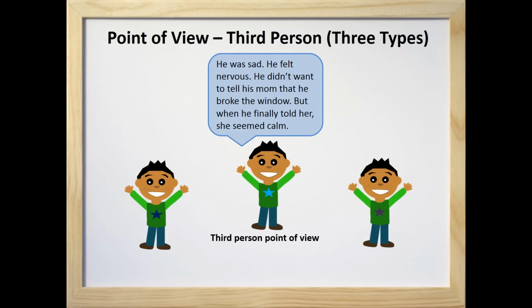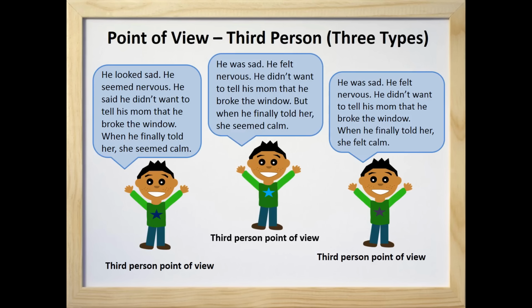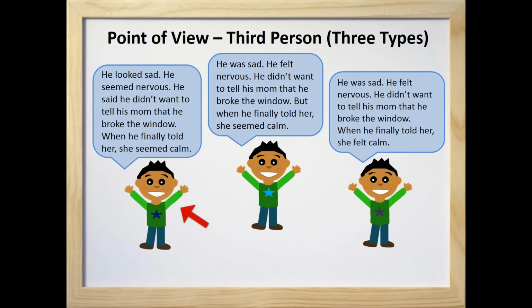So here we have three narrators, and all three are third person point of view. But each is a different type of third person point of view. Let's read their words and see if you can tell how their words are different. Each narrator is telling a story. The story is about a boy and something the boy did. So the first narrator says, he looked sad. He seemed nervous. He said he didn't want to tell his mom that he broke the window. When he finally told her, she seemed calm.